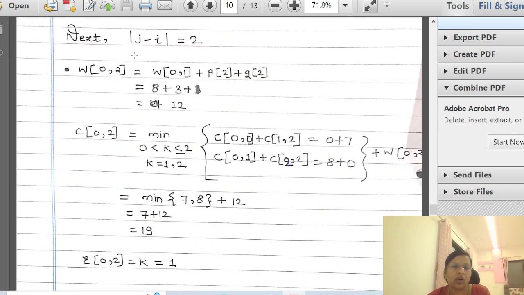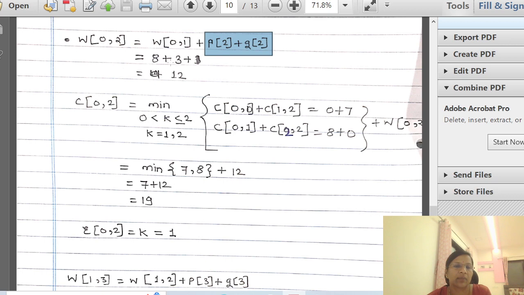Now we have to consider all pairs of i and j where the absolute difference is 2. So we can see the first pair here is w of 0, 2. So again this is i and this is j, and the formula says w of i comma j minus 1. So 2 minus 1, that is 1. Weight of 0, 1 is already calculated in the previous step, so that is 8, taken as it is. Then p of 2 plus q of 2. These values are already specified in the problem statement where probabilities of successful and unsuccessful search are given. So this is how 8 plus 3 plus 1 evaluates to 12.